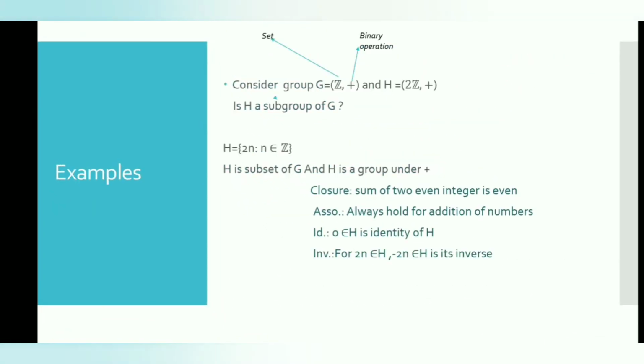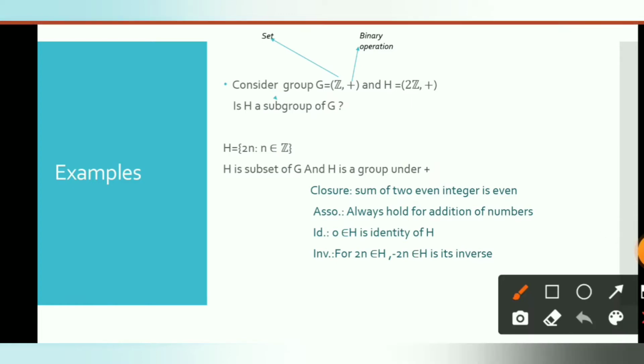Now next, some examples for subgroup. So here we consider the subgroup of integers under addition. So G is Z comma plus, where plus means the binary operation, and the set, that is Z, is the set of integers. This is a group. We already know that the set of integers under the addition operation forms a group. Now let H be its subgroup. Let it contain all the even multiples of Z under the same operation.